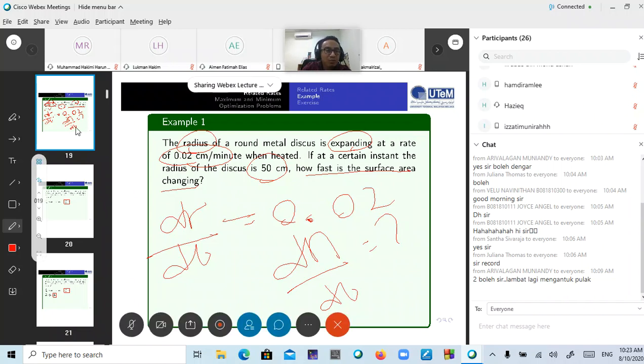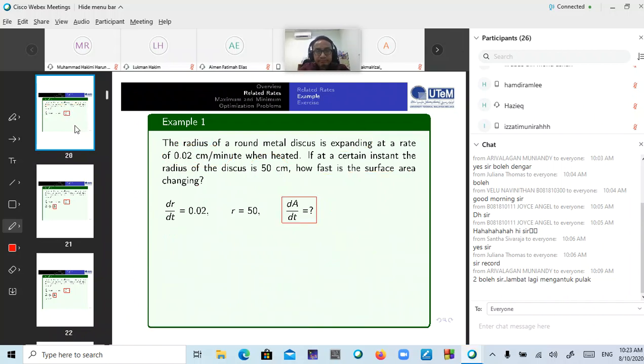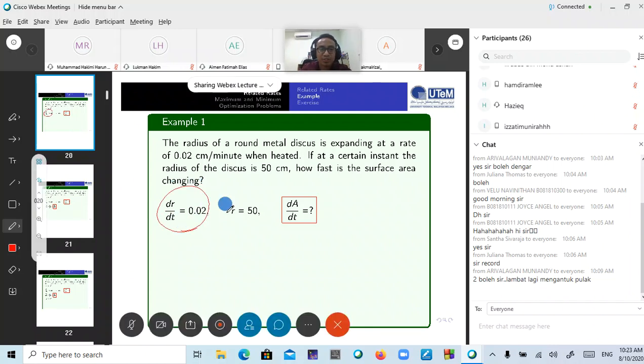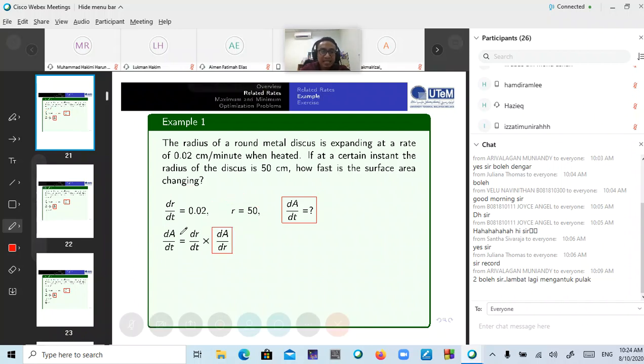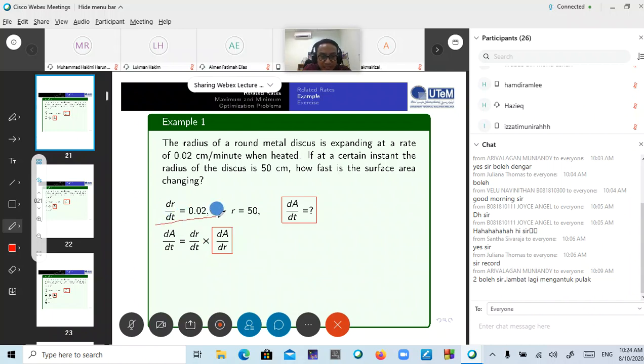So first of all, what you need to do is list down all the given info in your question. First, dr over dt equal to 0.02, and then r equal to 50, and dA over dt you want to find. So once you know this info, what do you want to find? dA over dt. So you write it in the form of the chain rule. dA over dt equal to, this part you do yourself, what it gave in the question. What did it give? dr over dt. That is why we write dr over dt first.